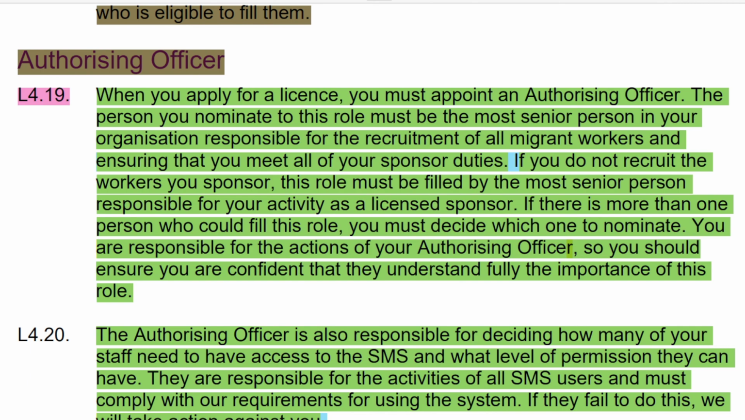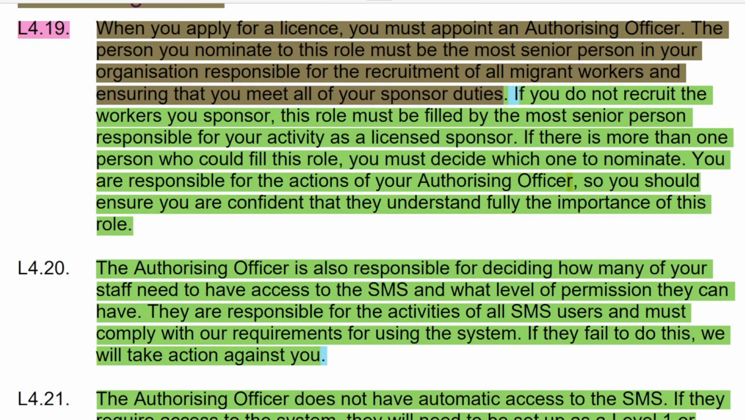which is L4.1.9. When you apply for a license, you must appoint an authorizing officer. The person you nominate to this role must be the most senior person in your organization, responsible for recruitment of all migrant workers and ensuring that you meet all your specific duties and sponsor duties. If you do not recruit the workers you sponsor, this role must be filled by the most senior person responsible for your activity as a licensed sponsor. If there is more than one person who could fill this role, you must decide which one to nominate. You are responsible for the actions of your authorizing officer. You should ensure you are confident that they understand fully the importance of this role.